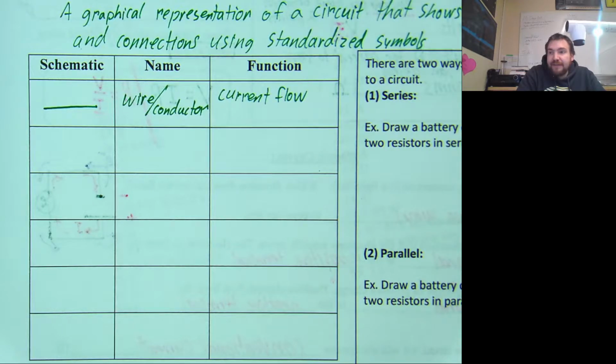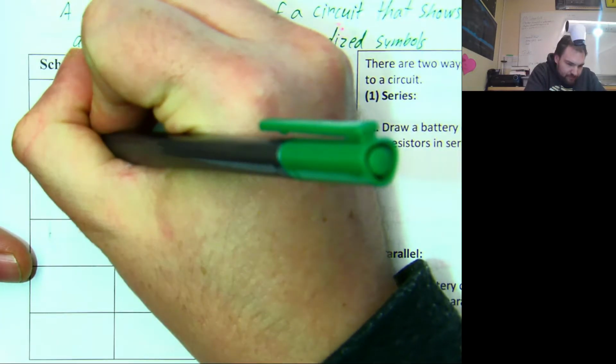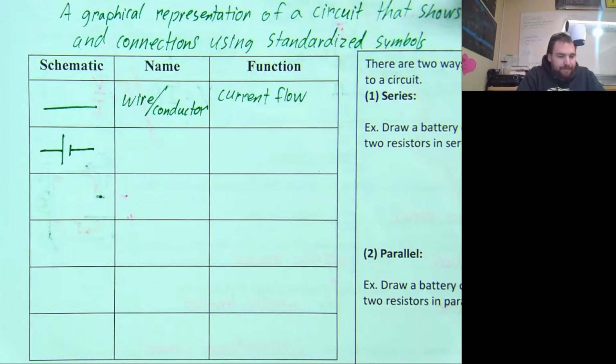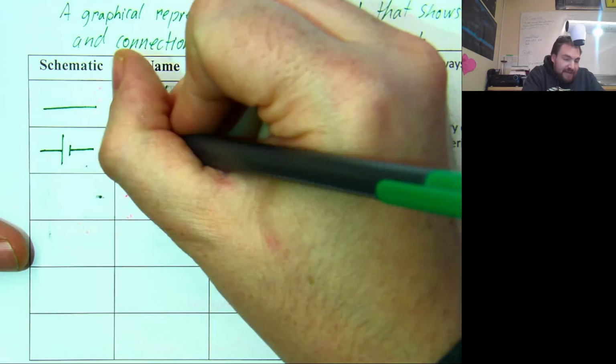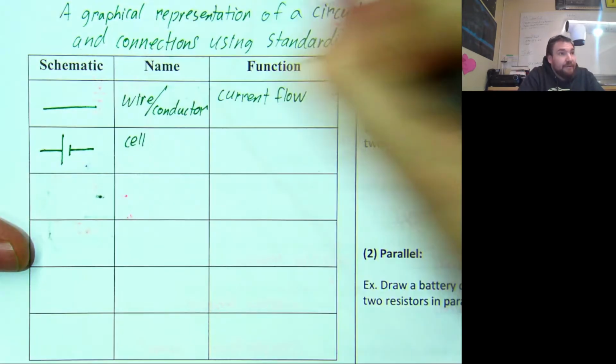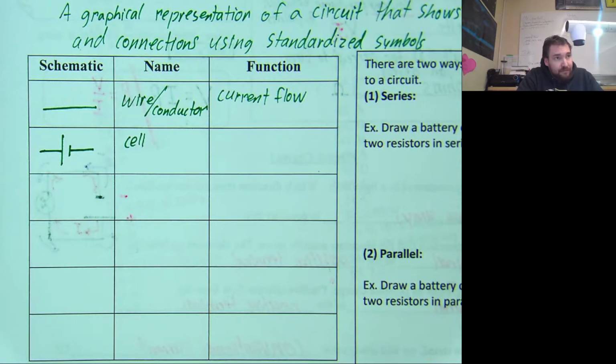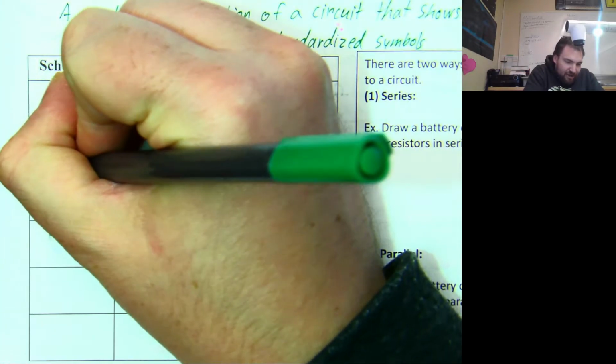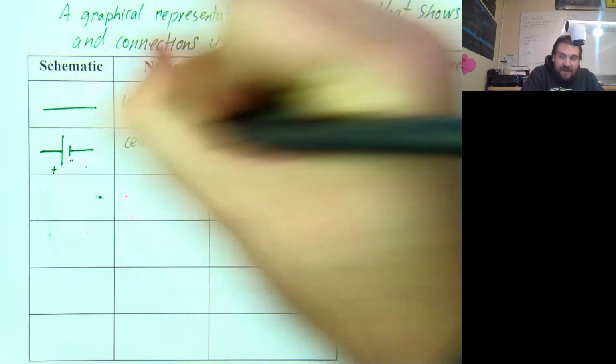I've already given you the next diagram. I've drawn it once, we're going to draw it again. Looks like this. That thing there is, you think it's a battery, but it's not a battery. The language we use is, we call it a cell. The long side is positive, the short side is negative.